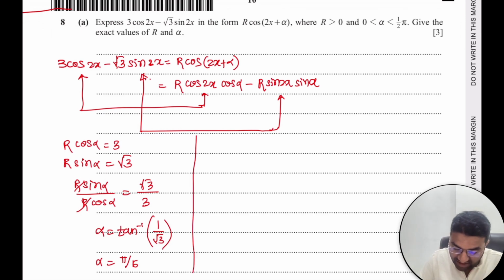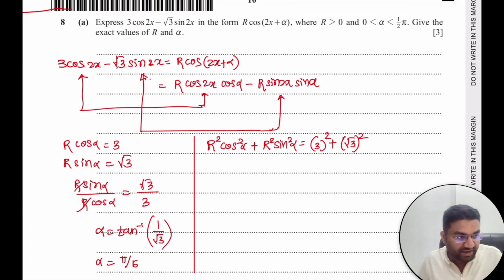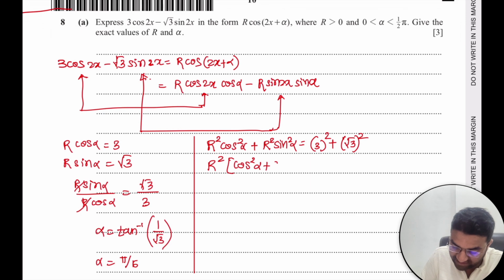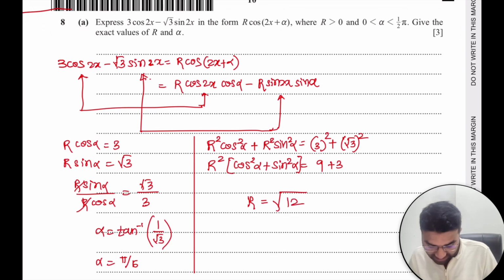Then to calculate the r value, you can take the square on both sides. Fine. So r squared cos squared alpha plus r squared sin squared alpha is equal to 3 squared plus root 3 bracket squared. And here you can take r squared out common: cos squared alpha plus sin squared alpha is equal to 9 plus 3. So cos squared plus sin squared is just 1. So r is equal to square root of 9 plus 3, which is 12. Fine. And that's the answer. This is the exact value of r.